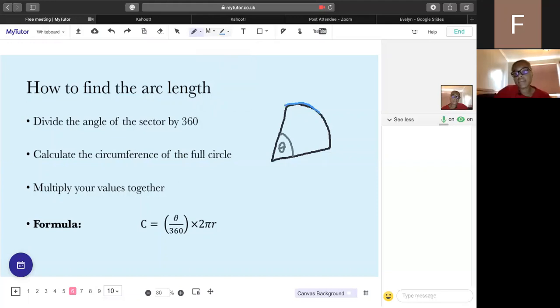this part over here, this light blue part, which I've just drawn, you would use this formula, which is similar to how we work out the area of the sector, which I did on Monday. You take the angle inside of the sector, you divide it by 360, and you multiply it by the entire circumference of the circle. So hopefully that clears up sectors.